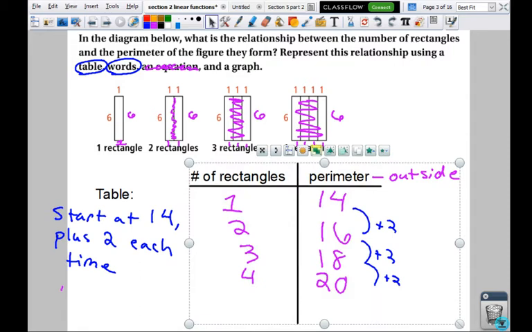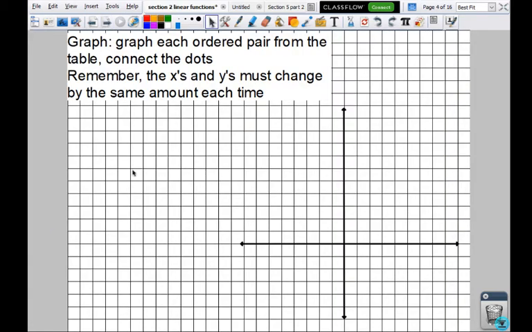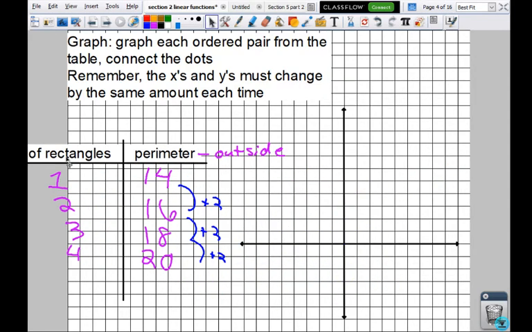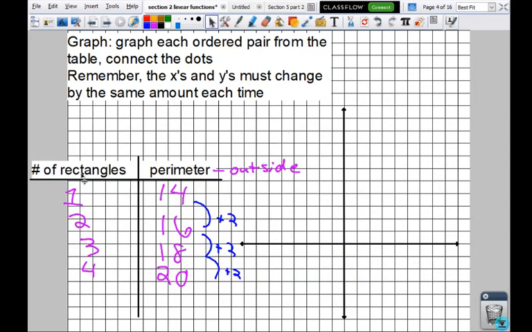So copy. Put this here so we can see it. There we go. So we're going to graph this here. So if I'm going to graph this, I'm going to do a couple of things first.